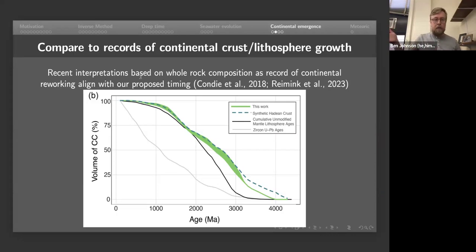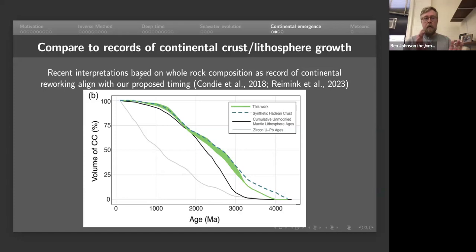On this one, age goes from old on the right to young on the left, and it's volume of continental crust from 0 to 100% on the y-axis. And their work is shown in that green field there. One of their major conclusions was they suggest basically constant continental crust growth from about the late Archean, maybe a little bit earlier, through the Mesoproterozoic. And so that timing of steady continental growth lines up pretty well with our suggested timing of seawater evolution as a response to that crustal growth, the emergence and interaction with meteoric fluids.